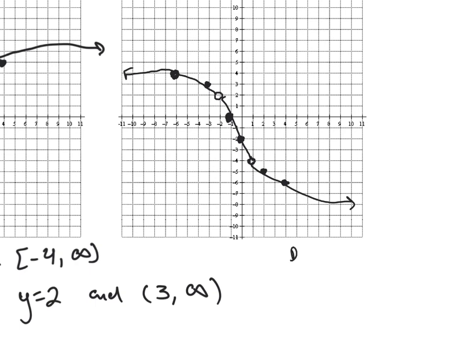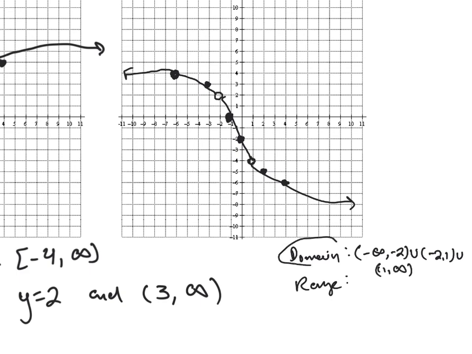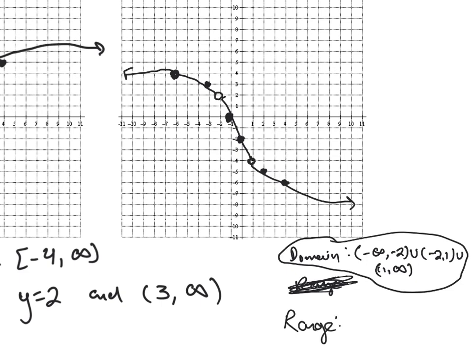So now we're going to work on the domain and the range, okay? Now this is going to be different because now we have to focus on the holes. In the domain, we have 3 different intervals. So we have -infinity to -2, and we have -2 to 1, and we have 1 to infinity. So this is our domain. And now let's look at our range.